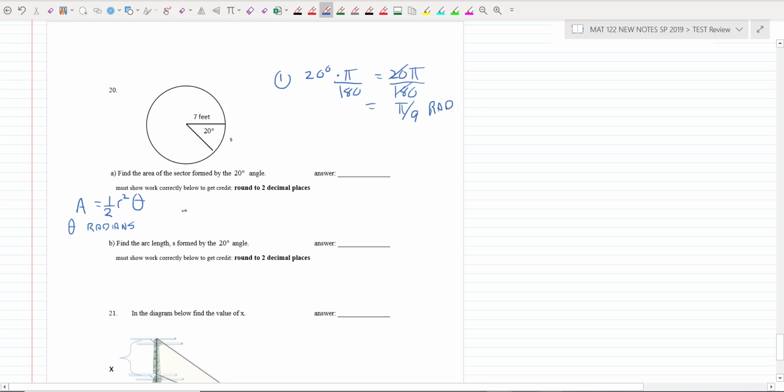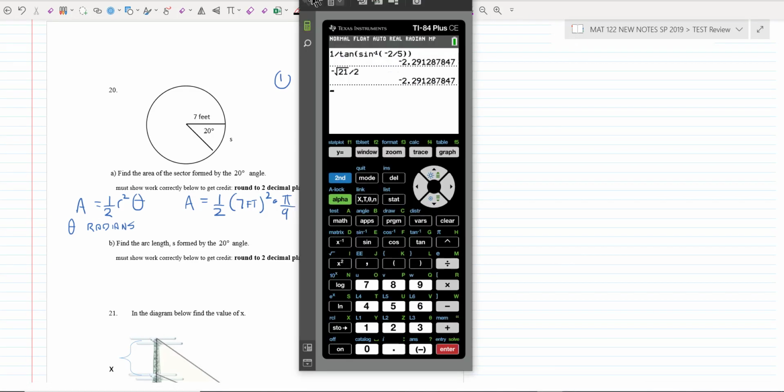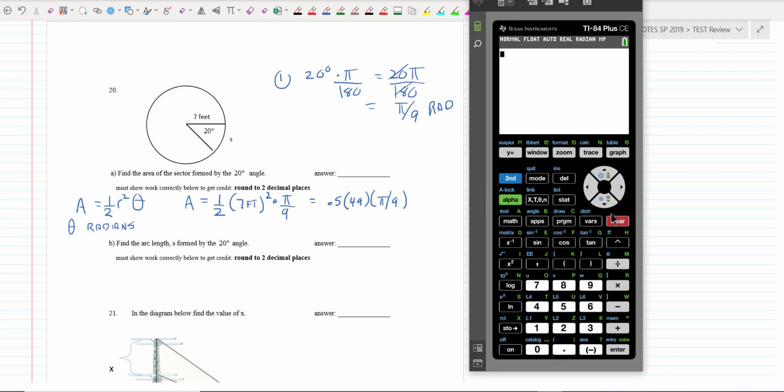So anyway, all we do to do this is just this: 1/2 times the radius, which is 7 feet, squared, and then times pi over 9, like this. And you could do this in your calculator if you wanted to. So you could do 1/2 is 0.5, 7 squared is 49, and then you just have pi over 9. You'd want to put that in your calculator to get the correct answer of the problem. So I've got 0.5 times 7 squared, which is 49, times pi over 9.